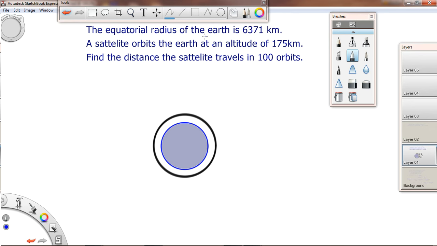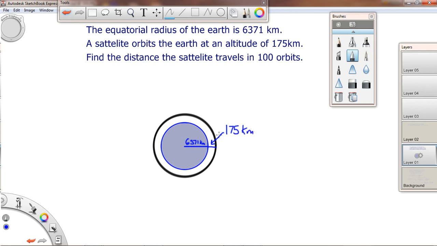Anyway, equatorial radius of the Earth. Well, its radius of a sphere is just like the radius of a circle pretty much. So in our two-dimensional drawing, that means that the distance from the center of the Earth to the outside is going to be 6,371 kilometers. Now, the satellite is not on Earth. The satellite is 175 kilometers, so that would be this distance here. This distance here is 175 kilometers.